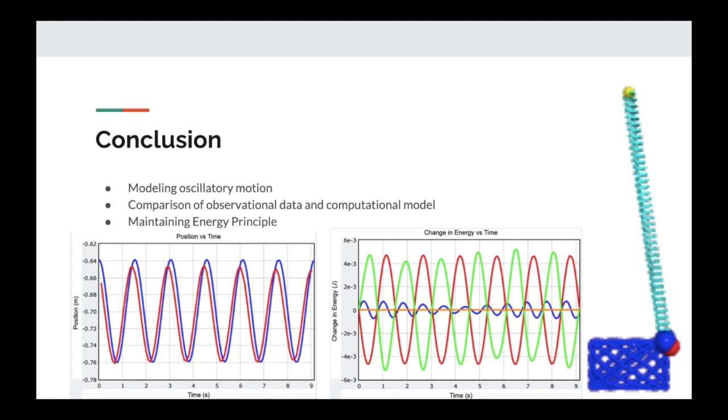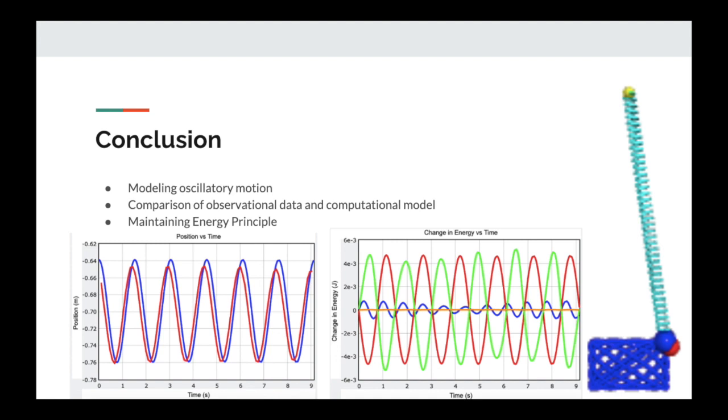By using Newton's second law and the energy principle, we can create a computational model that depicts the motion of a mass on a spring. We can then compare our model to the observational data. When using the constants of the spring calculated from motion of the spring in one dimension, we find that our observational data matches our model very well.